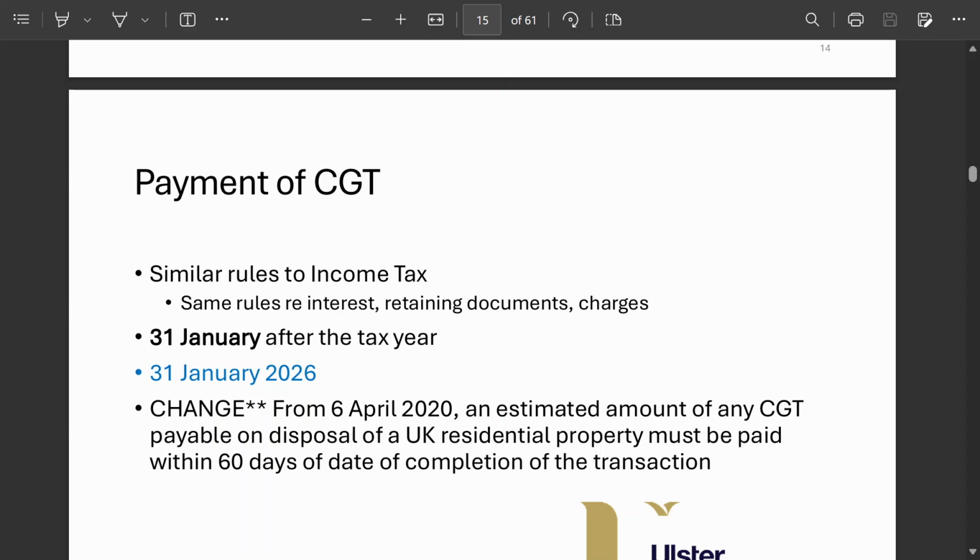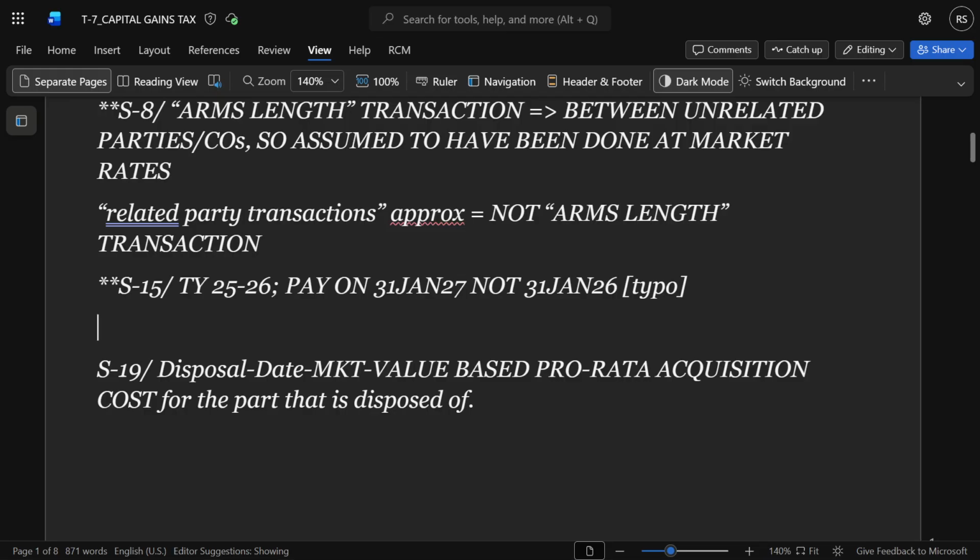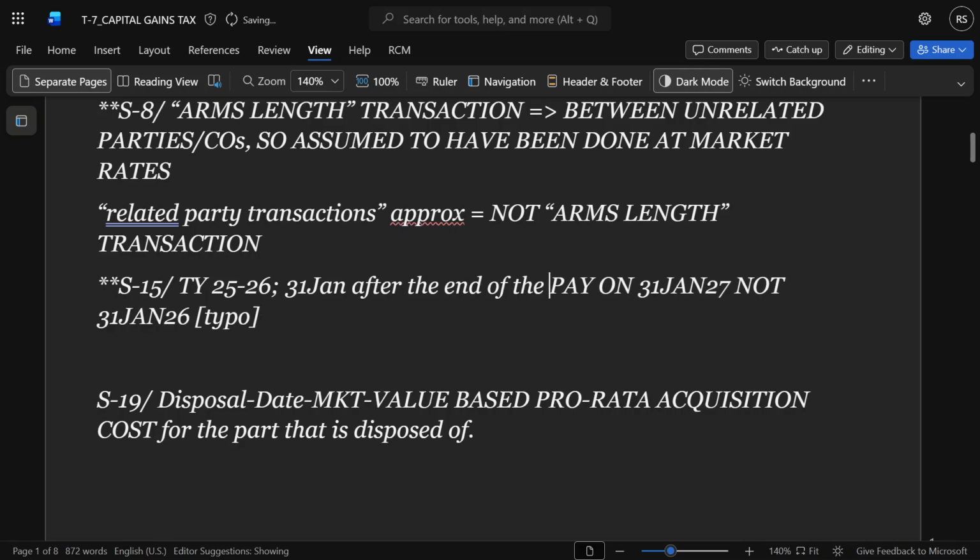So for payment of capital gains tax, please make sure there may be a question of 2 marks or 3 marks on the payment date for capital gains tax. The basic rule that you have to write is 31st January after the end of the tax year. Okay, so we can write this here. So for tax year 2020, 31st January after the end of the tax year.